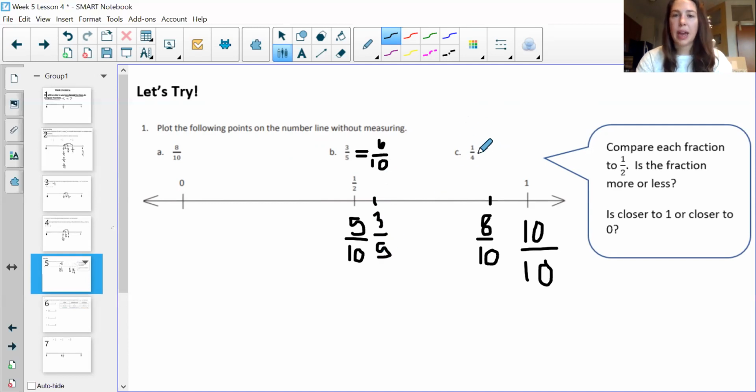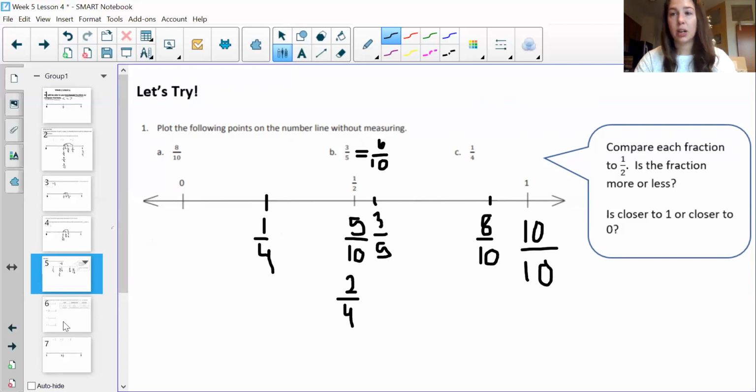Last but not least, we have 1/4. Now we know that 1/2 is 2/4. So 1/4 has to be less than 1/2. So we're going to jump back 1/4, and 1/4 goes here. And there we go. So we compared each fraction to 1/2 or a whole, and sometimes we need to use equivalent fractions if our denominator is odd, but that's the trick.